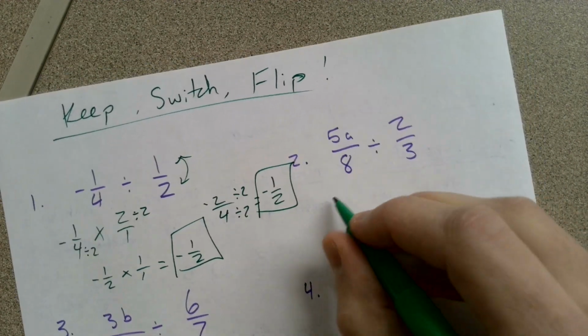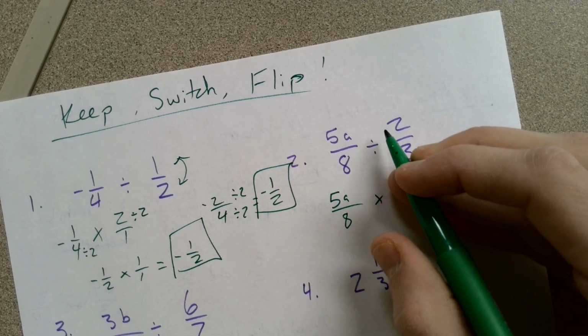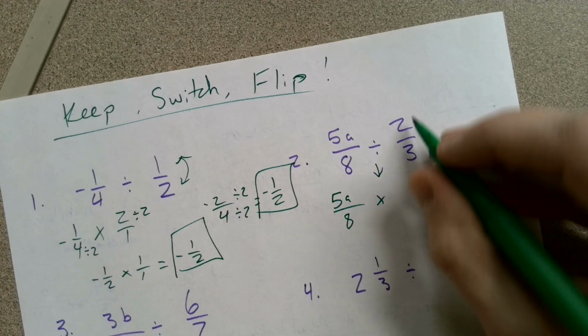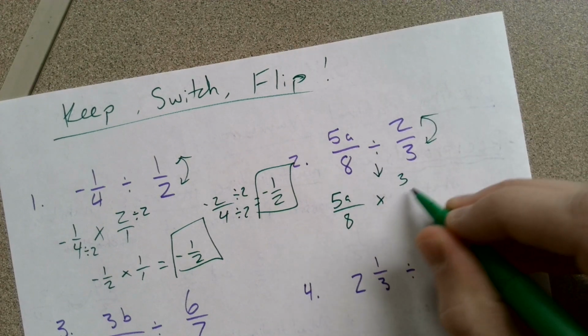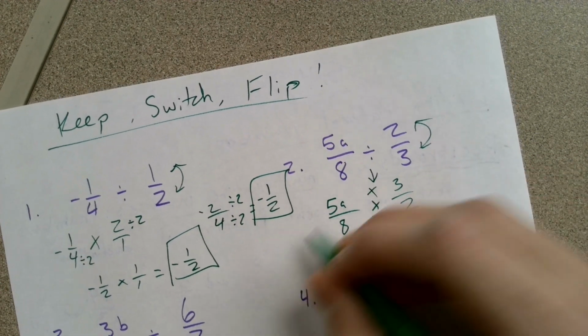Keep the first half just as it is. Switch the symbol. There it is, the keep, the switch, and the flip. When dividing fractions, we keep, switch, flip. Now we just multiply straight across.